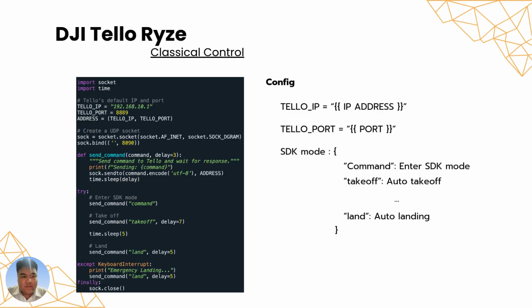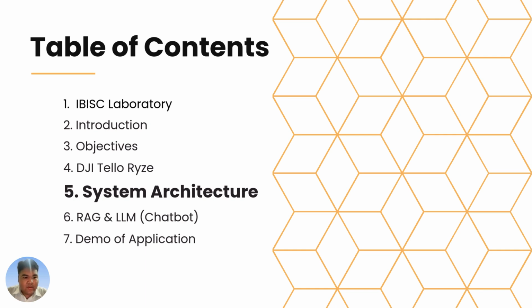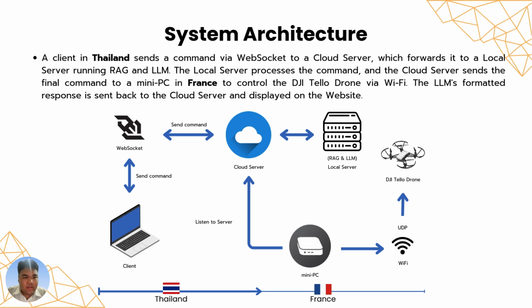This is the classical control. If you want to control the drone the simple way, you just connect it like this and send the command that you want. So let's see the system architecture and what we can do. There is the client and the drone. The client would be in Thailand and the drone would be in France.